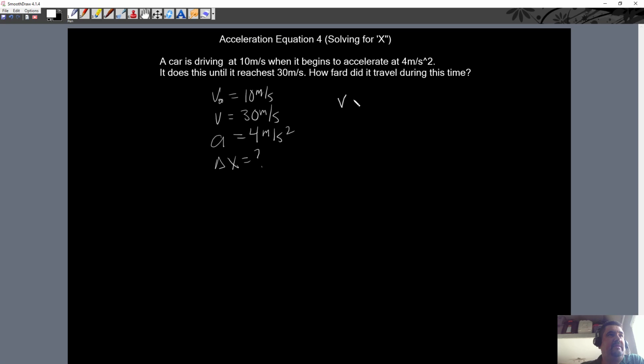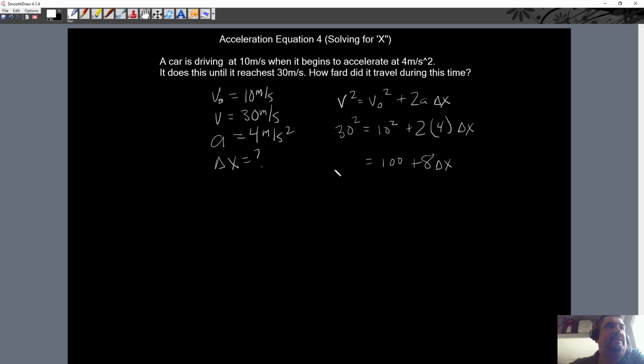Which means we're going to have to use this equation: v squared is equal to v0 squared plus 2a delta x. Let's plug in everything we know. That's the next step, right? So final is 30 squared is equal to 10 squared plus 2 times a, which is 4, the acceleration rate, times delta x, and that's what we're going to solve for algebraically. So let's do a little bit of math. 2 times 4 is 8, and we'll put that delta x there, and the plus sign here. 10 squared is 100. Let's get rid of those exponents. And 30 squared is 900.